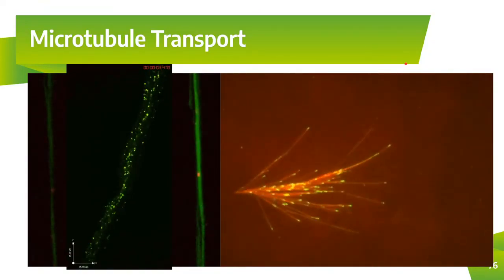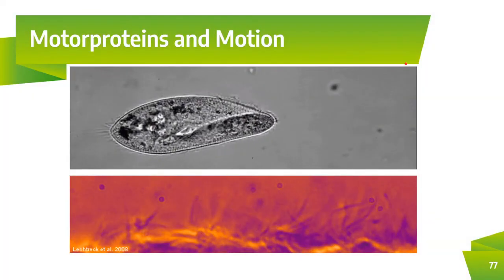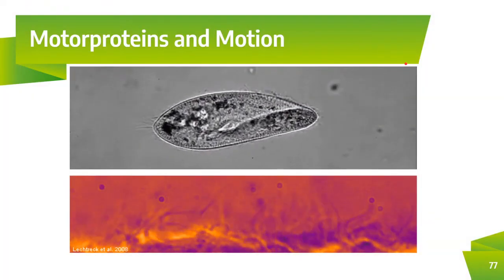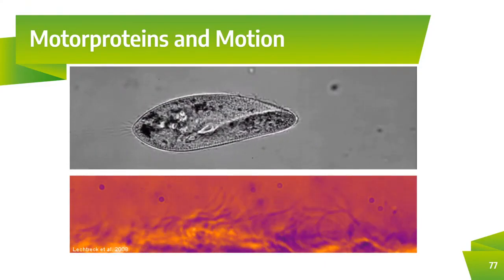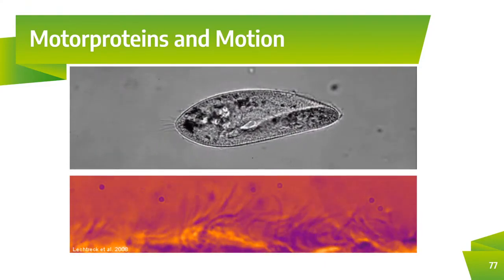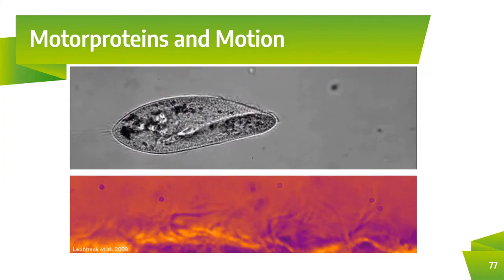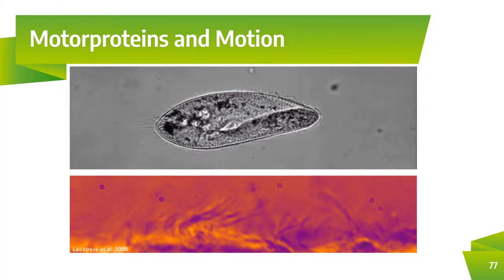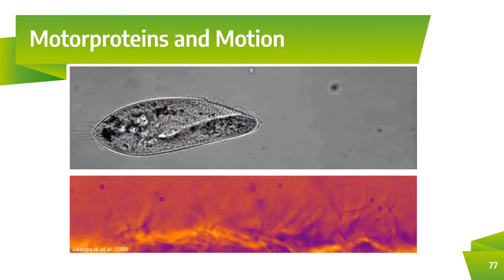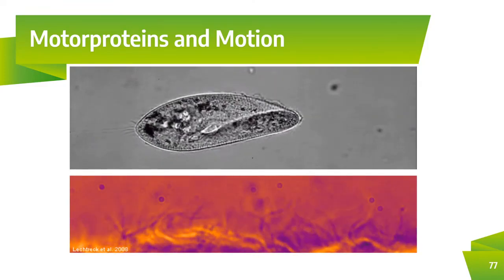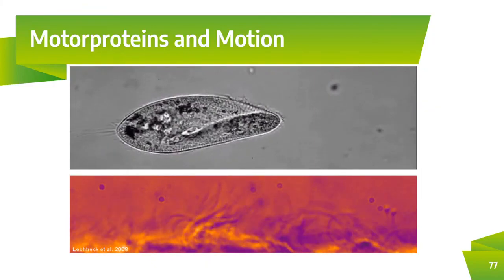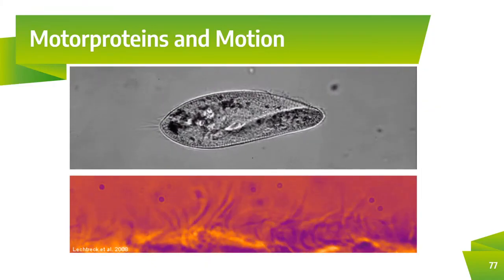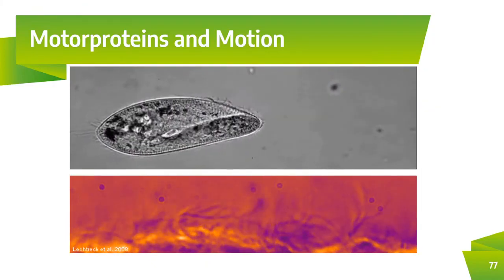So today we're going to look at a different aspect of motor proteins, which is motion. Last time we talked about muscles and how we use them and how myosin makes it possible for us to actually move. Today we're going to look a little bit at the microcosmos.